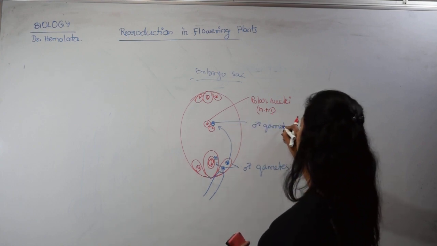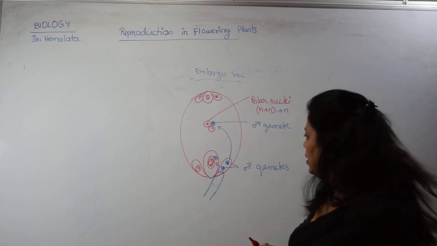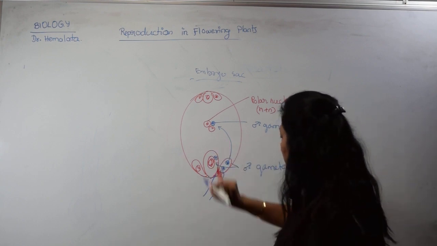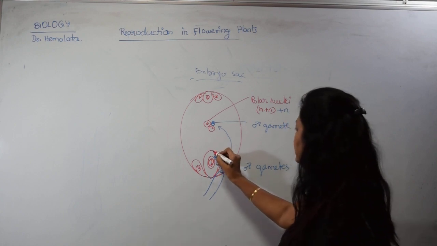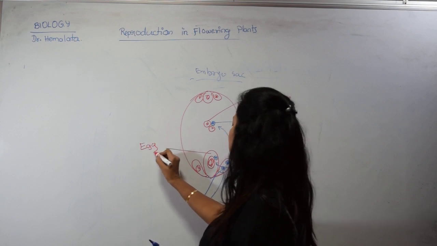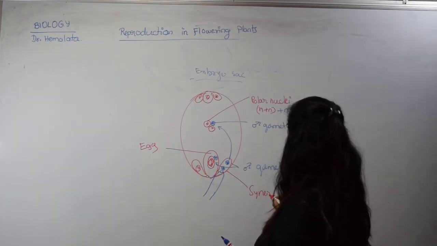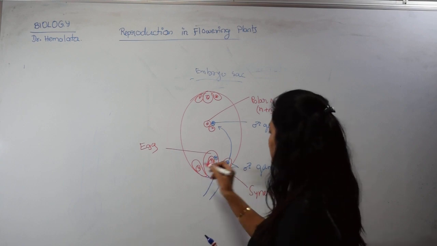Male gamete is another n. So this is plus n here. Now, this is the egg nucleus. I told you that this is the egg. These are the synergids. One of them I have drawn here is a synergid only. This is one synergid, this is another synergid.